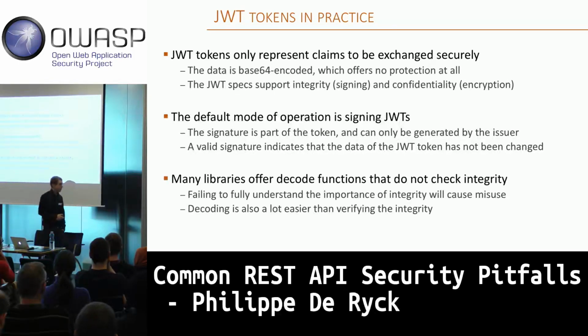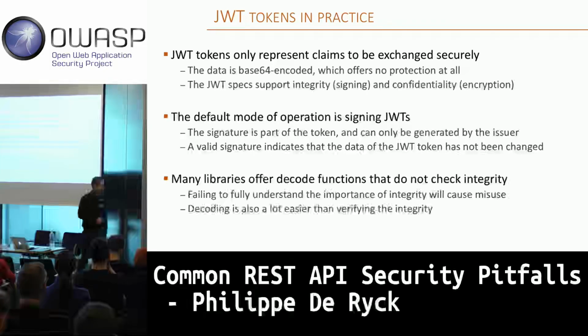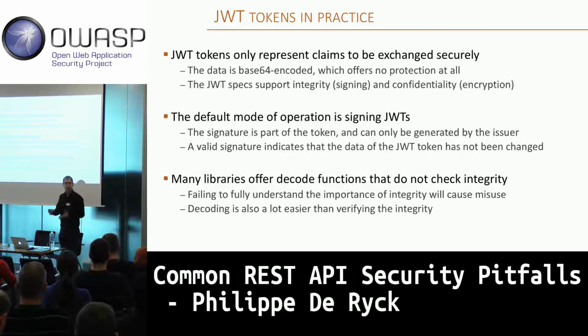Unfortunately, many libraries also offer a decode function. And a decode function simply decodes the data from base64 to a JSON object without verifying the integrity. And as a result, it often happens that a developer uses decoding functions instead of verification functions. And because of that, you don't verify the integrity of the object, and you still have a vulnerable API.